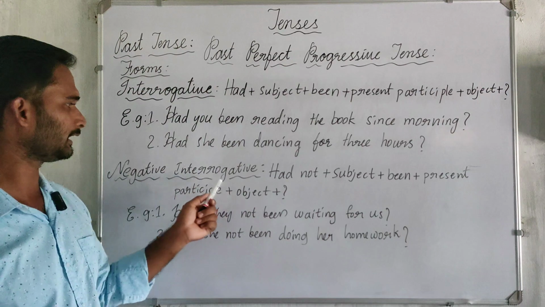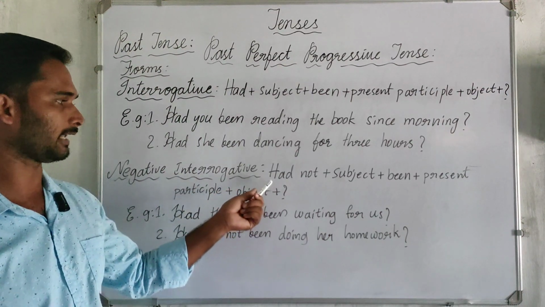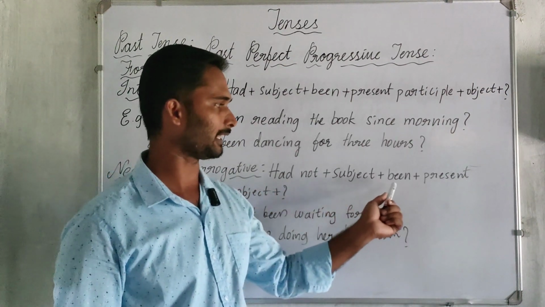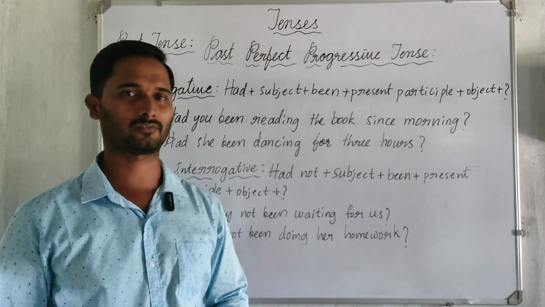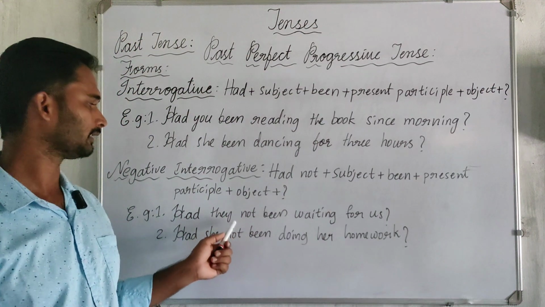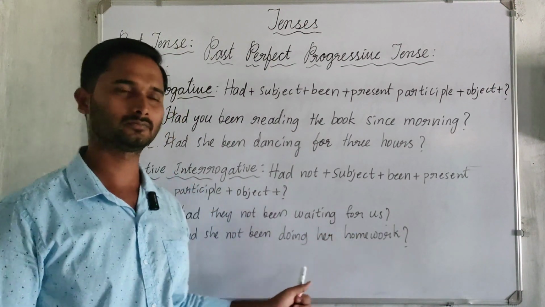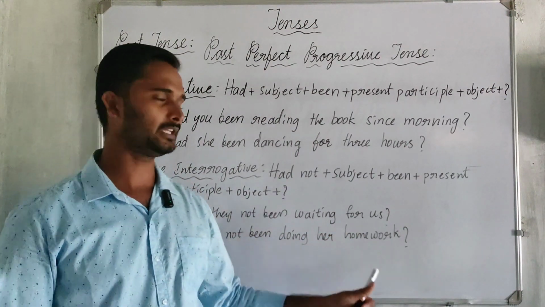Let us go with a negative interrogative formula or syntax. Had not plus subject plus been plus present participle plus object plus a question mark at the end of it. Some examples. Had they not been waiting for us? Had she not been doing her homework?